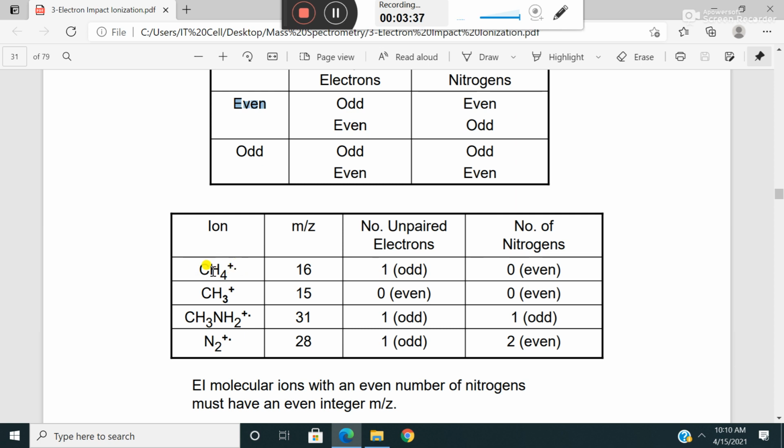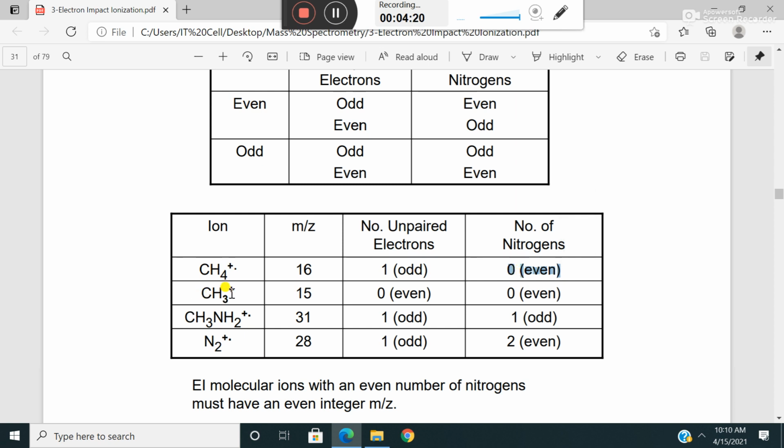So, what is the m by z value? These are examples of the above things, right? So let's take this CH4 cationic radical. So the number of unpaired electrons is how many? One, which is odd, right? And what about the m by z value? The m by z value is even. So it is this table, right? The above one, this one, even. M by z is even. Number of unpaired electrons is odd. So we are expecting the nitrogen number should be even, which is the case, right? It is even because 0 is an even number.